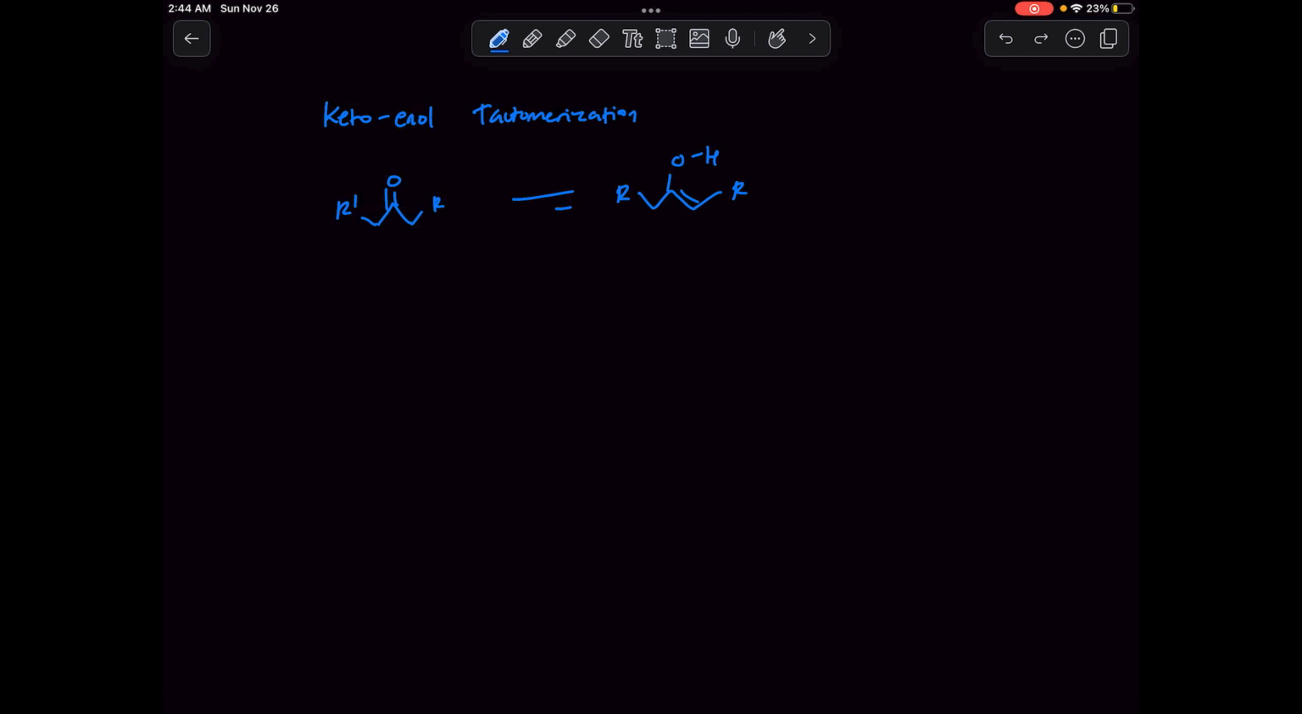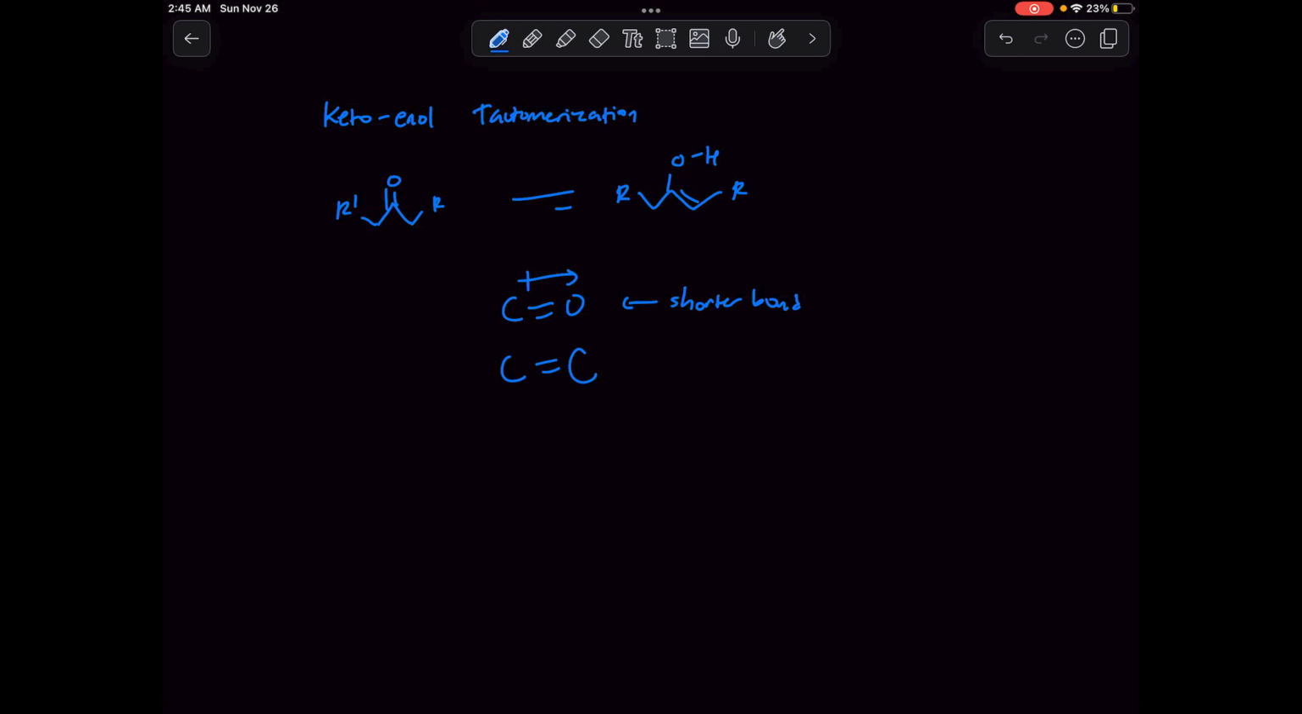But we're going to go over why one of them is favored. And we're going to look at the bonds. So we have a carbon double bond to an oxygen in the keto form, and we have a carbon double bond to a carbon in the enol form. And so we know that there is going to be a lot of withdrawal of the electrons towards the oxygen by the oxygen because of its electronegativity. And of course that will form a shorter bond.